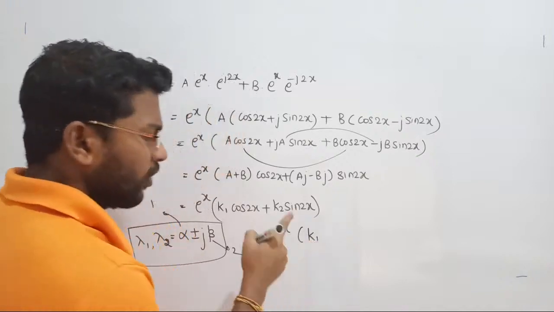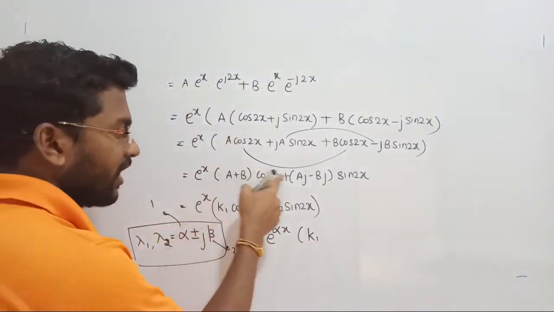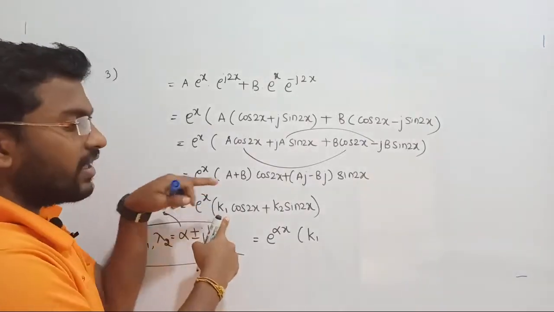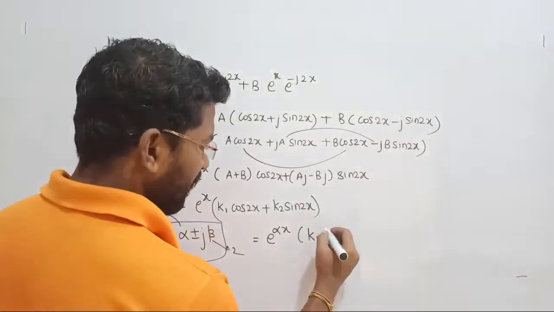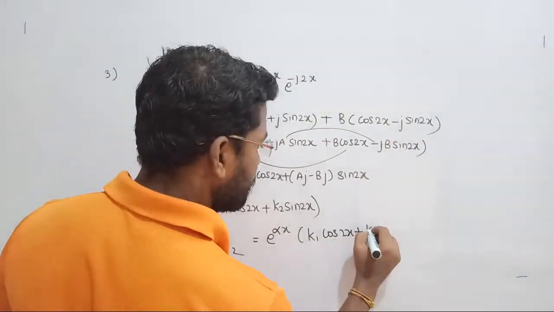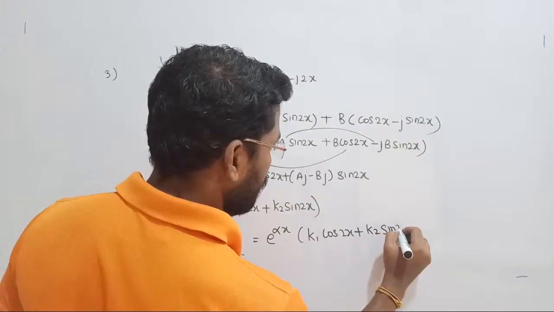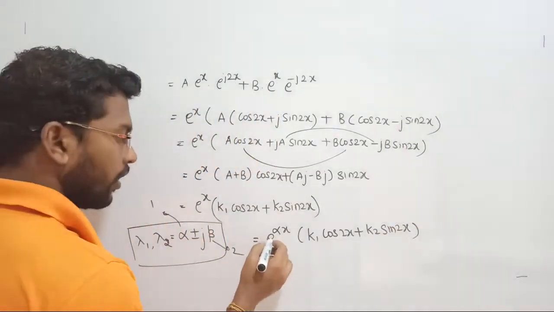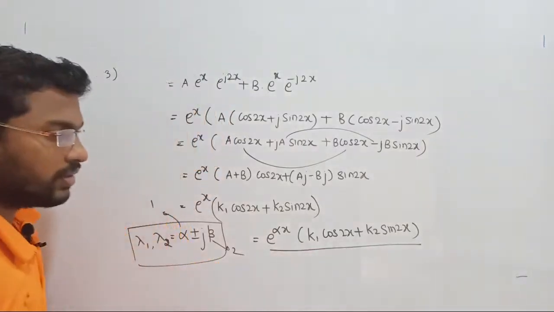For k1 only I was considering a. Since I wrote a and b here, I have introduced a new parameter here, but generally I was writing it as a and b only, right? So you can write anyway, that's your wish. A into cos 2x plus k2 into sin 2x. Okay, that is the solution for the given function when we have a complex pair of roots, right?